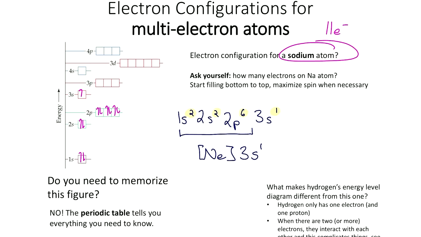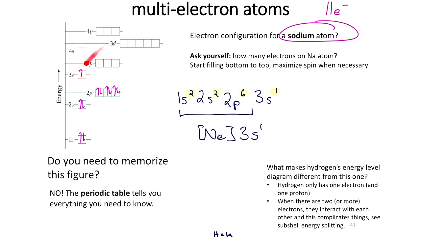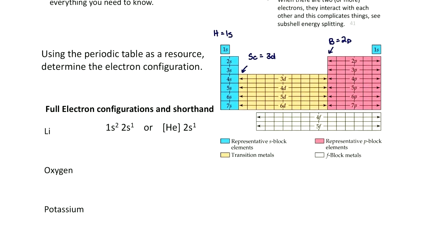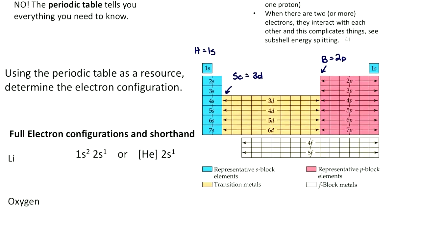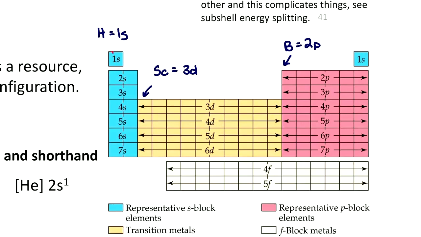Okay, so we use this diagram for almost every other element other than hydrogen. Do you need to memorize this? No, all this information comes from where? From the periodic table, yes. And so this is how I use the periodic table for electron configurations. I memorize 3 things. Hydrogen starts 1s. Boron starts 2p, because does 1p exist? No, 1p does not exist. Scandium starts 3d. That's all I memorize.